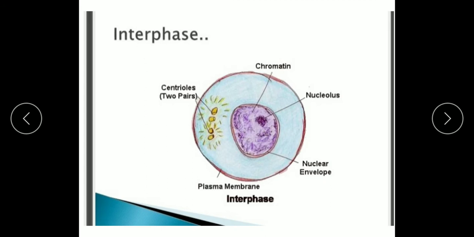This is the diagram of interphase. There are two pairs of centrioles found in the cell. This is the plasma membrane, the outermost living layer of the cell. The nuclear envelope surrounds the nucleus. Then chromatids and the nucleolus; the denser region of the nucleus is called the nucleolus. In interphase, only the replication of nuclear DNA occurs.